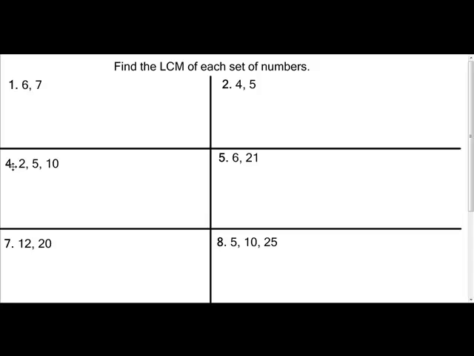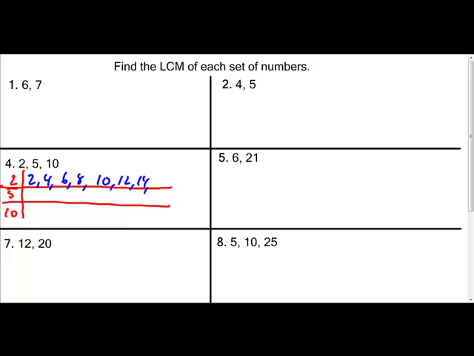For problem number 4 here, we have 2, 5, and 10. Well, the ladder doesn't work very well for 3 numbers. So what we have to do is we're going to have to go ahead and skip count. So let's start our chart of 2, 5, and 10. And we can draw it like a horizontal T-chart. And we will skip count. 2, 4, 6, 8, 10, 12, 14, 16, 18, 20.